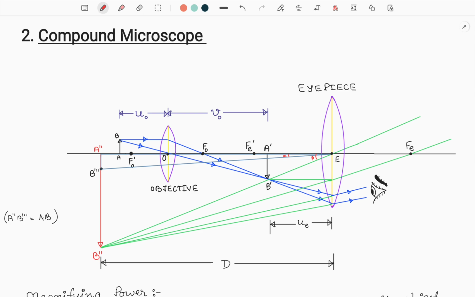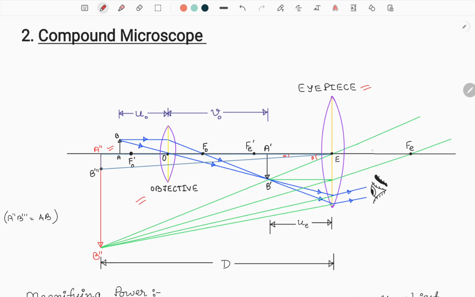There are two lenses used in a compound microscope, one is the objective and another is the eyepiece. So how does it work? First you have to place object AB in such a way that it lies beyond the focus of the objective. When it is placed in such a way, its image will form on the other side of the objective lens beyond f0, that is the focus of the objective, and it will be magnified.